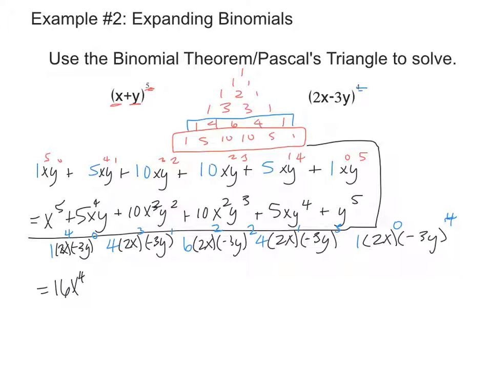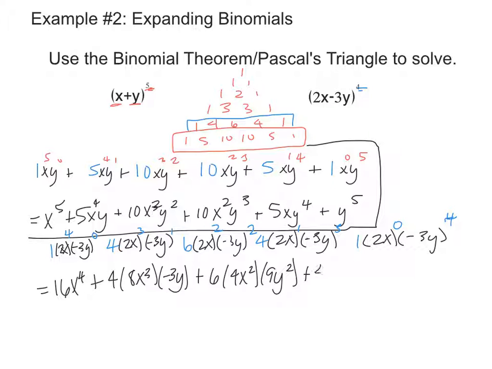So that goes away. The next one we have, I'm just going to say plus for now, 4 times 2x cubed is really 8x cubed, and then negative 3y. We'll come back to simplifying. Plus 6 times 2x squared is really 4x squared, and negative 3y squared is really 9y squared. Plus 4 times 2x times negative 27y cubed, plus our very last one, which is, let's see, 3 to the fourth should be 81, so it's going to be 81y to the fourth.